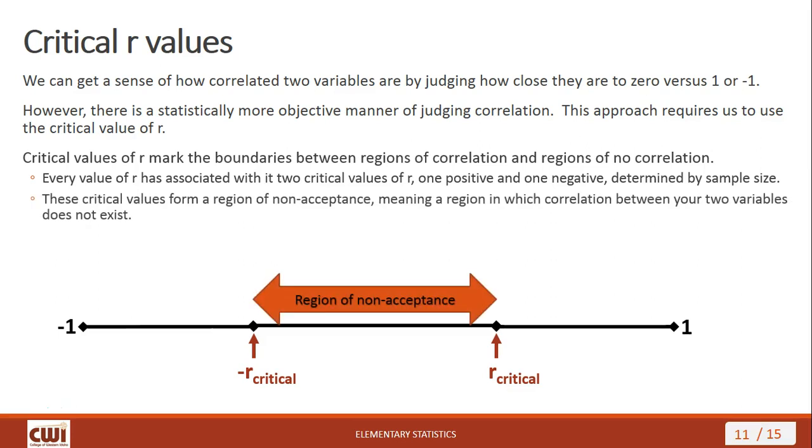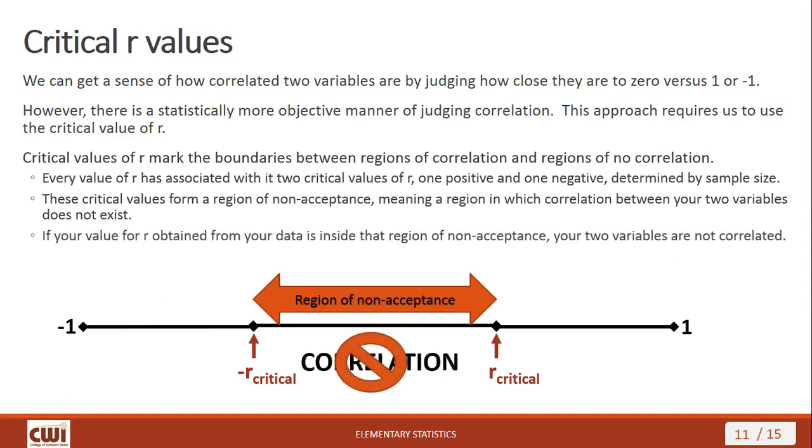Now, the critical values form a region of non-acceptance, meaning that within this region, there's a correlation between the two variables that does not exist. So this is what we call a region of non-acceptance. So if our R value lies in this region between the two critical R values, then we're going to reject the idea that our variables are correlated, because there is no statistical evidence for correlation.